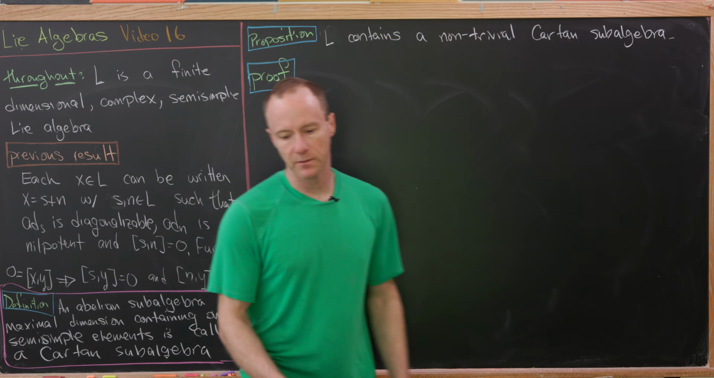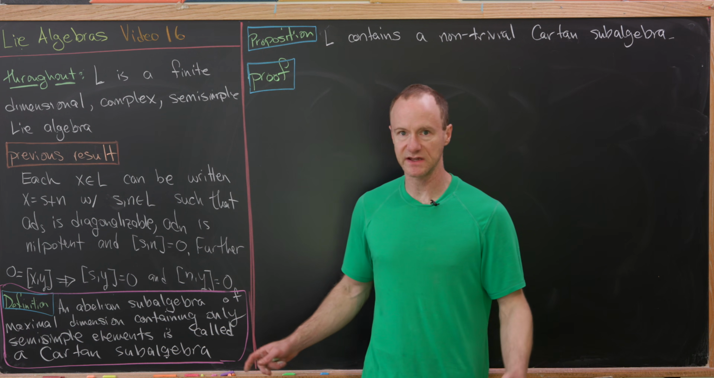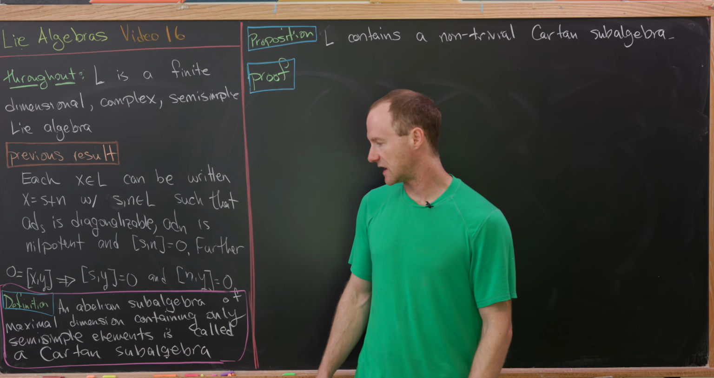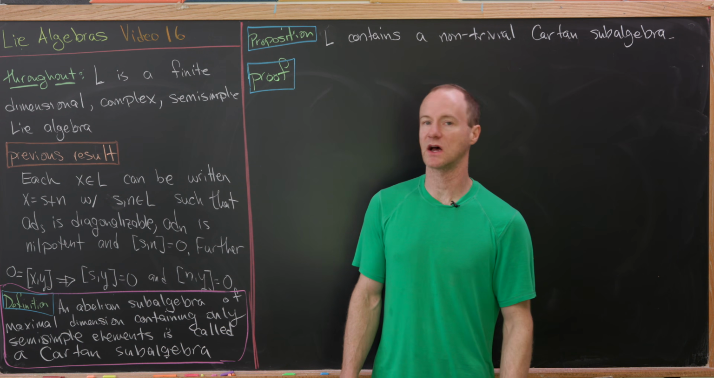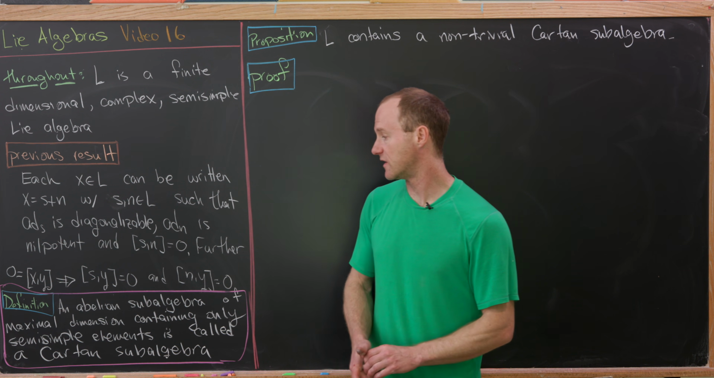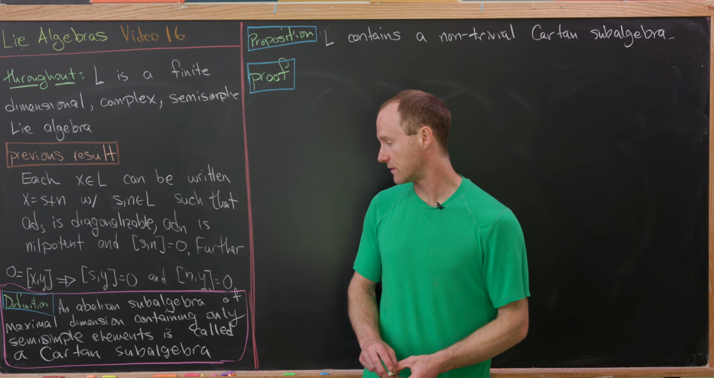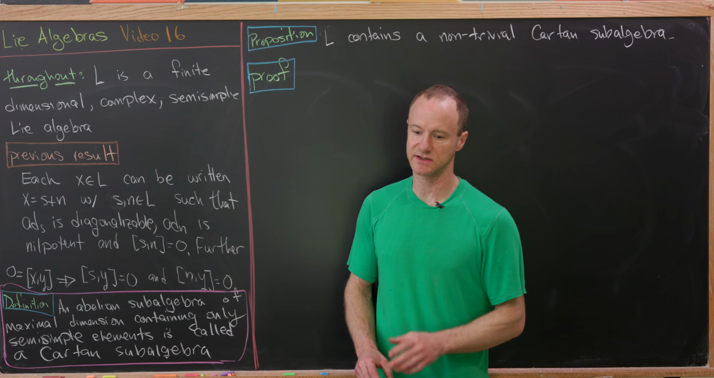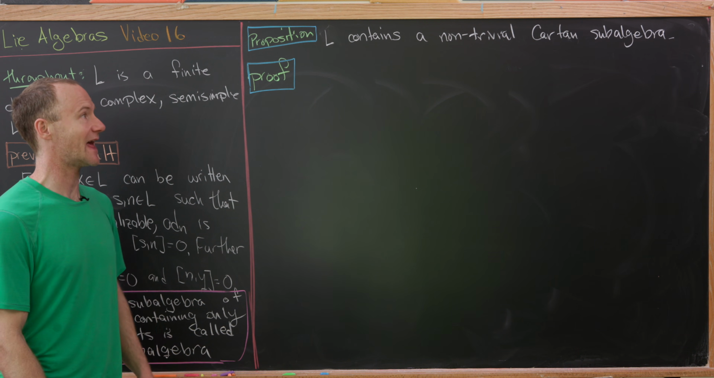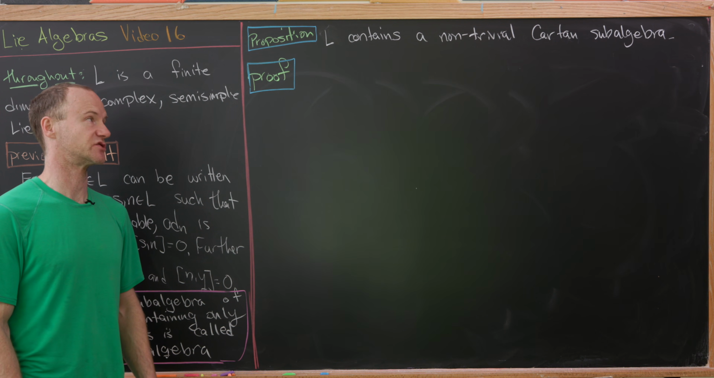Okay, so we need one other thing here. And this definition will be the subject of most of the video. It's defining something called a Cartan subalgebra. An abelian subalgebra of maximal dimension containing only semi-simple elements is called a Cartan subalgebra. Our first result will be to show that L contains a non-trivial Cartan subalgebra.